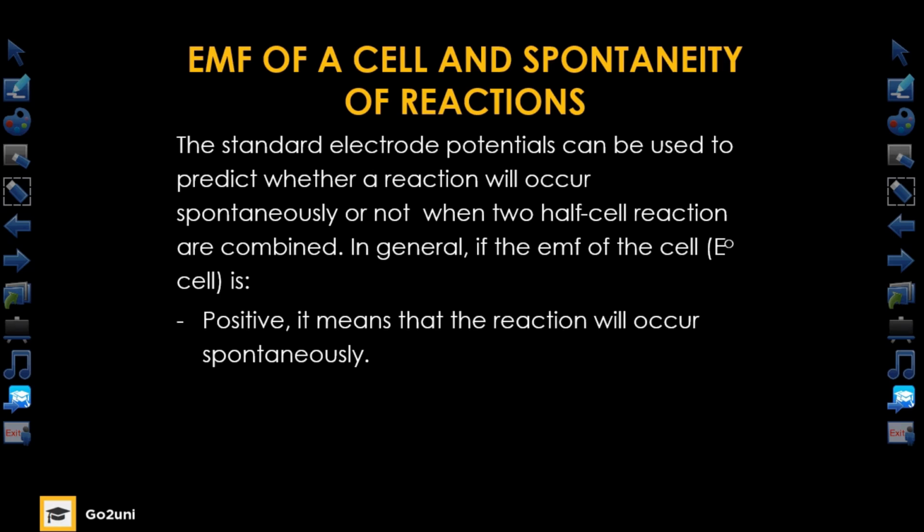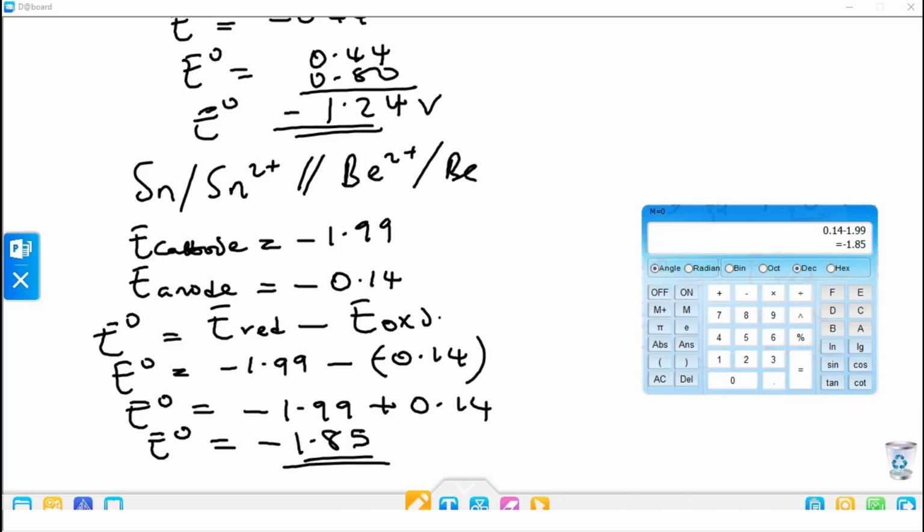The question now is, why? Why would the reaction be spontaneous if E is positive? It's going to be spontaneous if E is positive because we can recall that E being positive means that it is greater than 0.